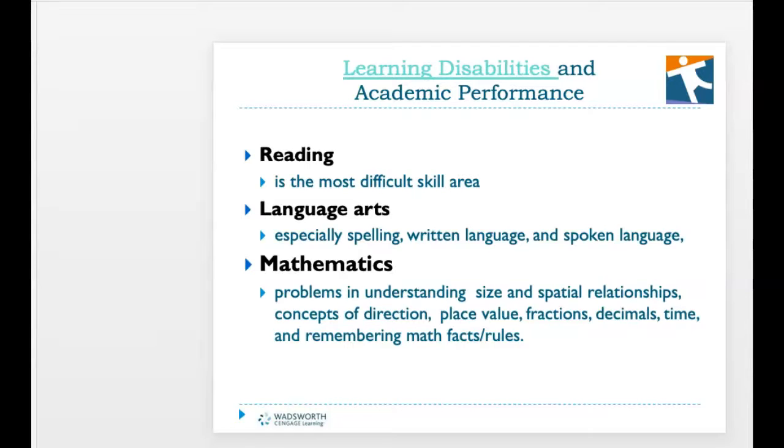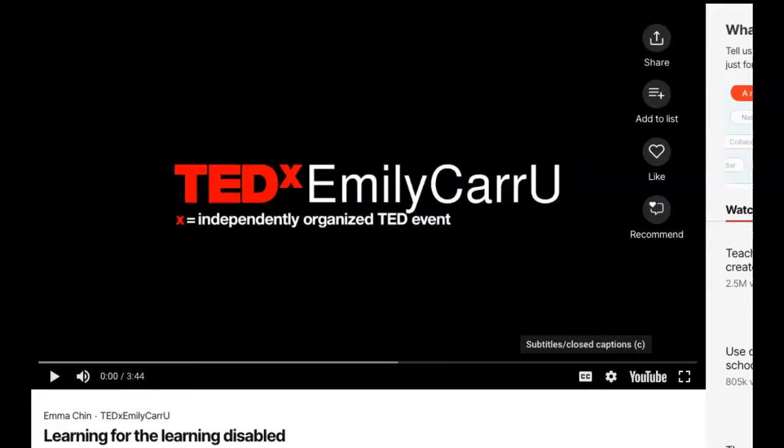But before we jump into that, learning disabilities fall into these 3 areas. Reading, it may be more difficult for those who have learning disabilities in reading. Language arts, so different from reading because language arts includes spelling, written language, spoken language. So this is all the information that the student is sharing on behalf of their knowledge of what has been taught to them. And then you have mathematics, which is self-explanatory. So let's hear what Emily Carr has to say about learning for the learning disabled.